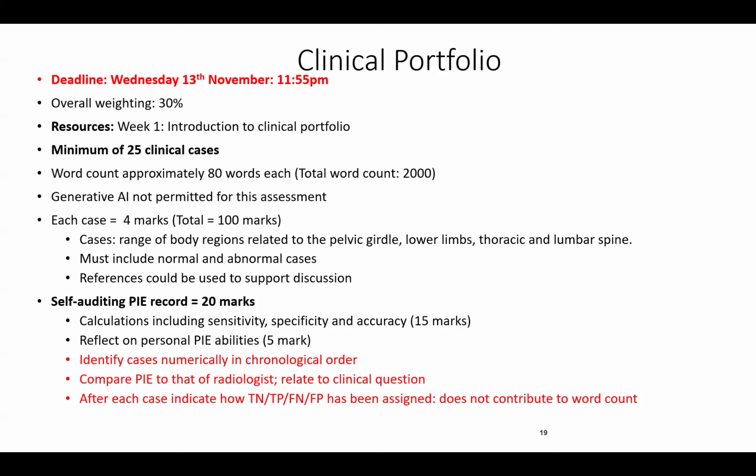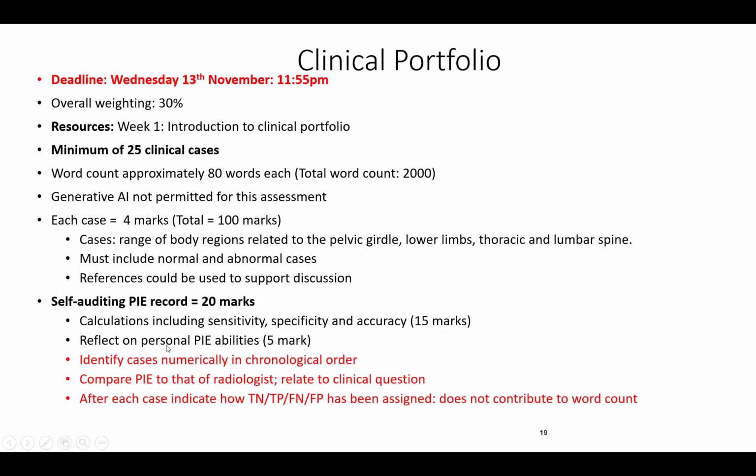And the next one is the self-auditing PIE record. And the overall mark for that is 20 marks. So included in the 20 marks is that table that you have, where you list all your cases and write up whether it's true negative or true positive and so forth. And then the calculations as well, where you work out your sensitivity, your specificity, and your accuracy. And that together makes up 15%. And then reflection on your ability to interpret images will be 5 marks. So those two together make up 20 marks.